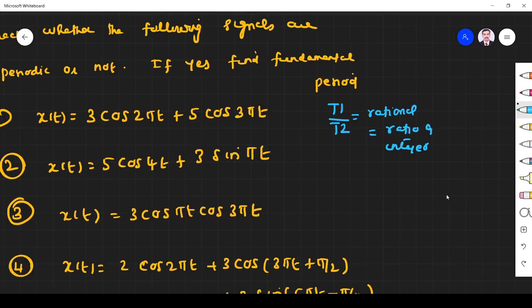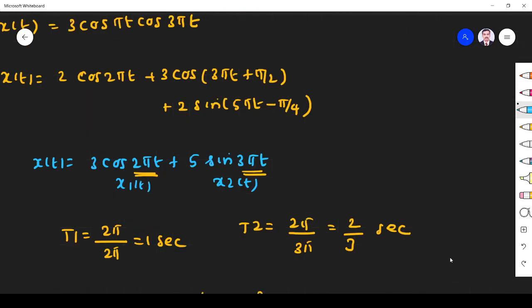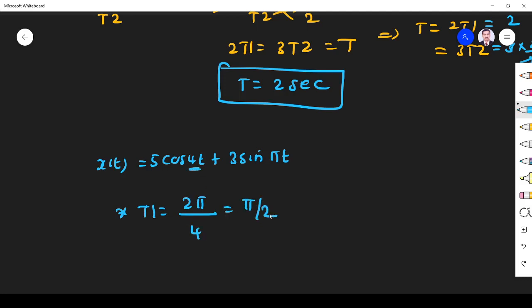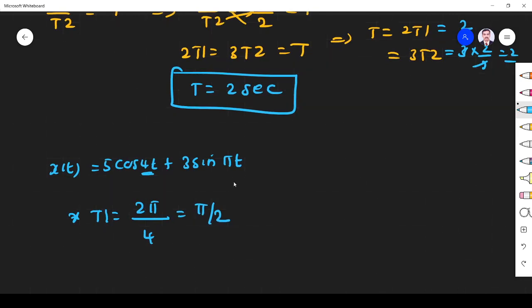What about the second question? The second question is talking about x of t equal to 5 cos 4t plus 3 sin pi t. So as usual, we find T1. T1 is given by 2 pi by omega 1. Omega 1 is 4, so this is pi by 2. Similarly, we find T2. T2 is equal to 2 pi by omega 2. Omega 2 is pi, so that is equal to 2.